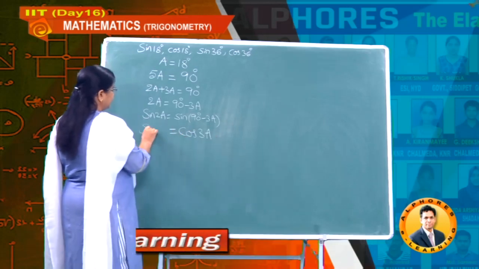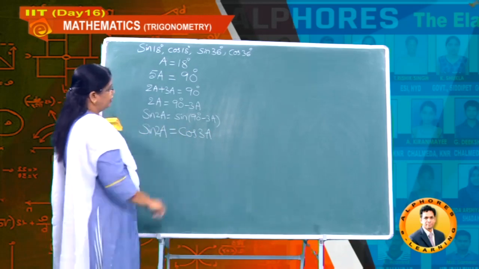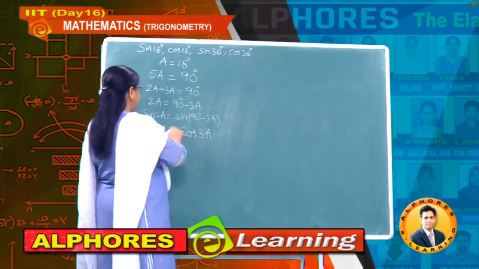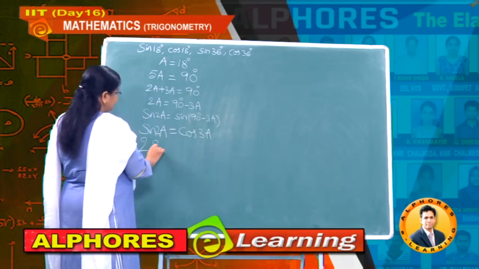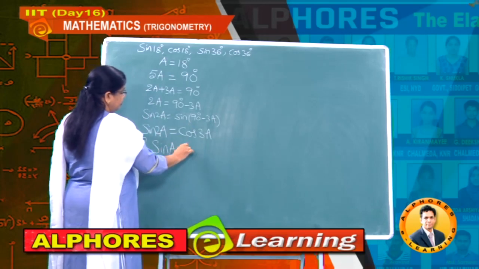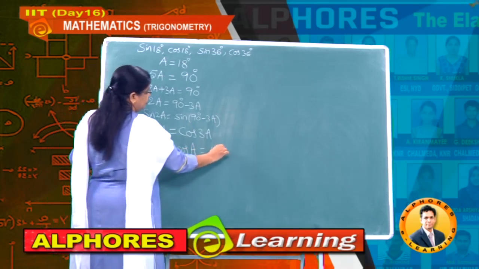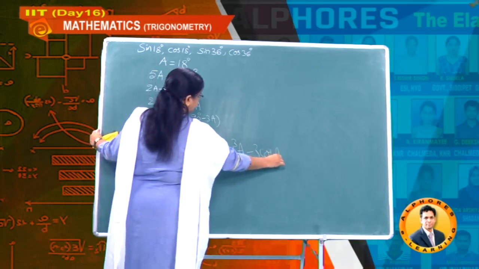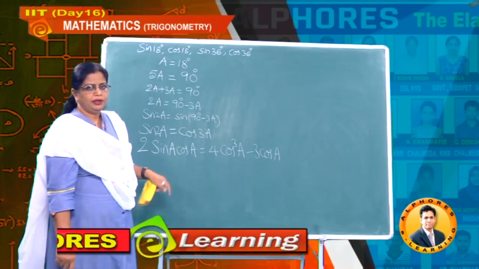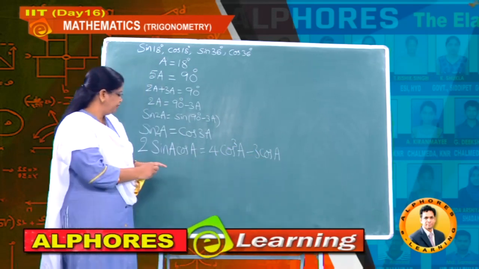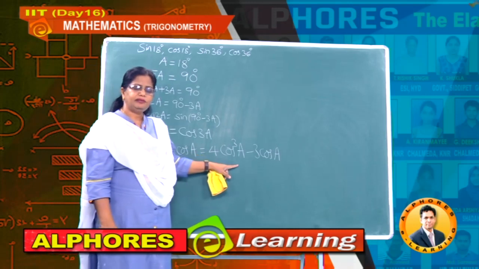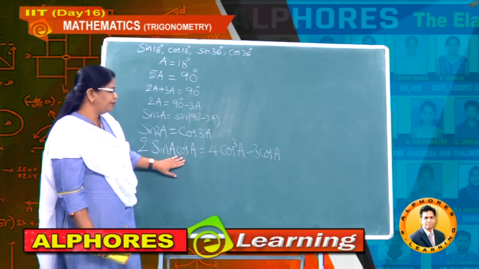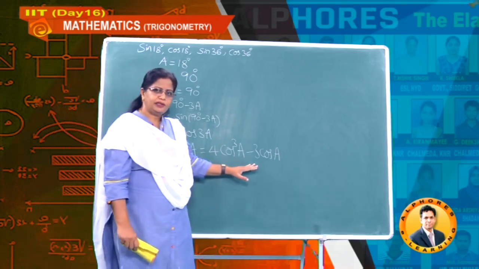Got it, students? This side you have sine 2A, and you know the formula of sine 2A as well as cos 3A. Sine 2A is 2 sine A cos A, and cos 3A is 4 cos cube A minus 3 cos A. These we have already proved in previous classes. Now what is the common term? Cos A here, and here also cos A.